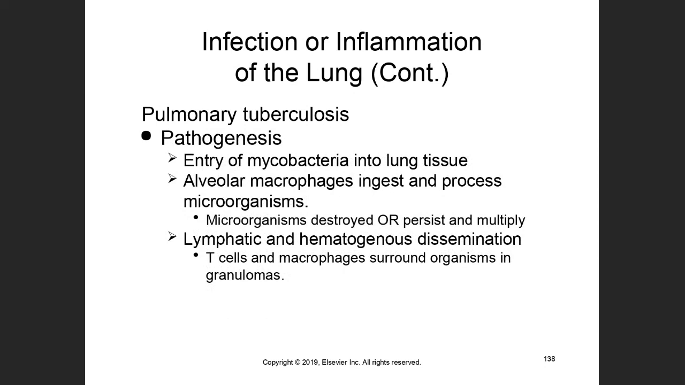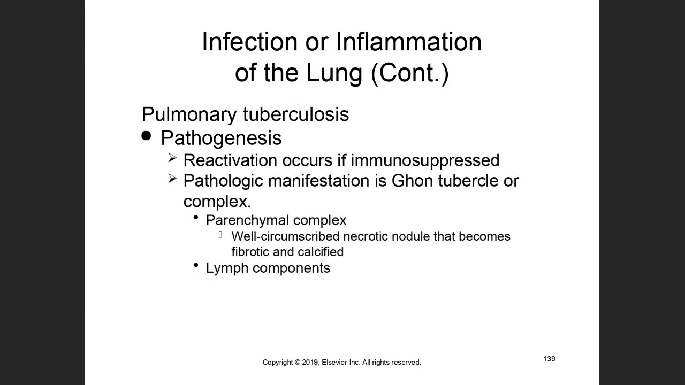Entry of mycobacteria into the lung tissue, alveolar macrophages. You see, they always affect the T lymphocytes and the macrophages. Pathogenesis: reactivation occurs if immunosuppressed. Okay, if you're immunocompromised. It forms the tubercle complex, parenchyma complex, lymph component.